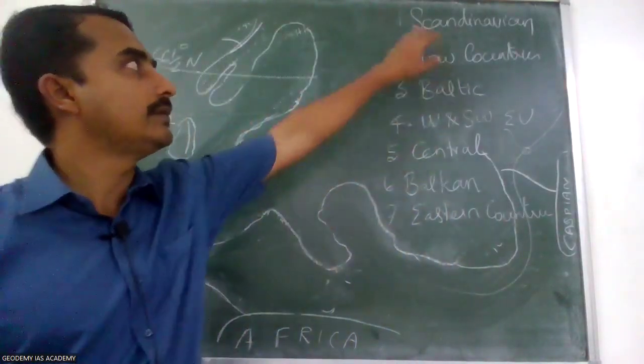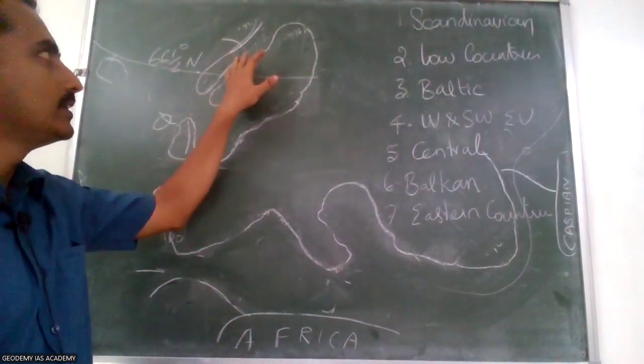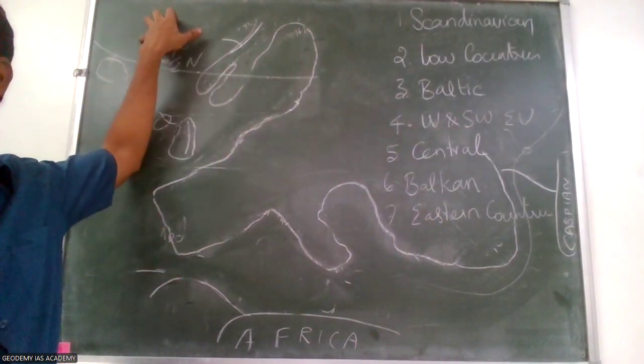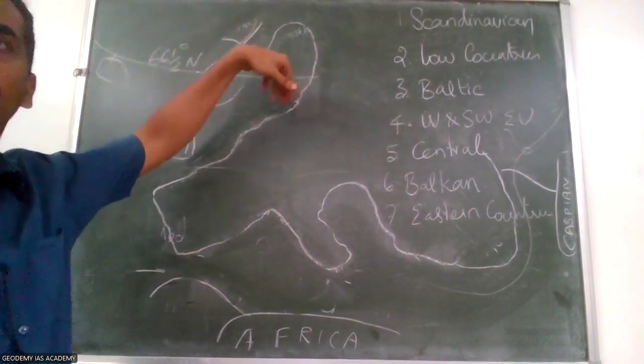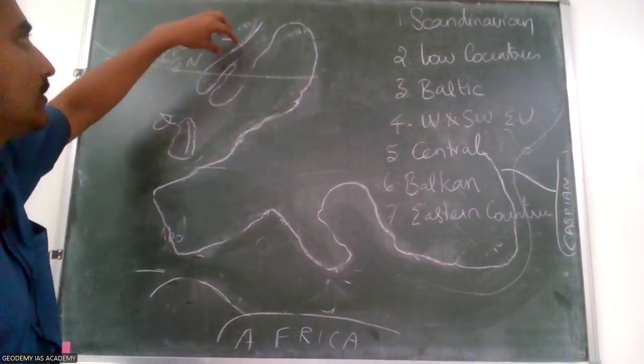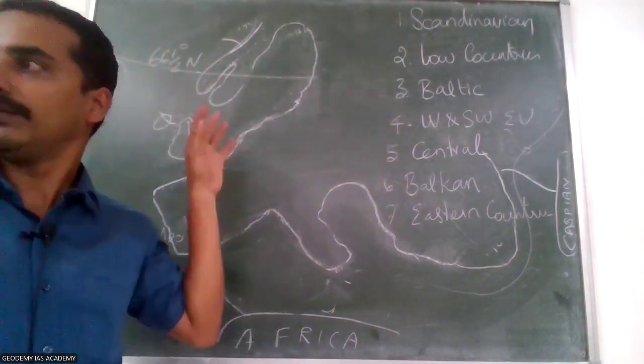Scandinavian countries are in the northwestern part: Norway, Sweden, Finland, Denmark, Iceland. Simply remember this. Those are Scandinavian, like the Scandinavian mountains. So Norway, Sweden, Finland, Denmark, Iceland are the Scandinavian part.